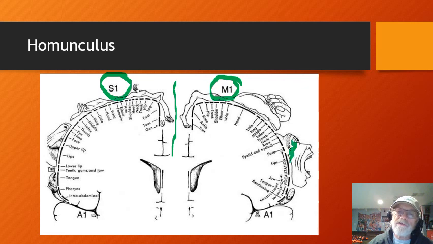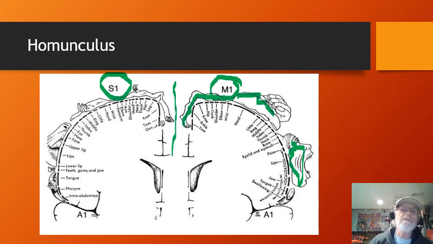Look at the face. The face is a very large area of representation. Why? Because I need a lot of fine-tuned control. Look at the hand, and then here's the back, the buttock region, the thigh, the calf, the foot. Who cares about them? They're small, and they don't need as much fine-tuned control, so the area in the homunculus is relatively small. And you'll see the same thing in the sensory homunculus, where areas that need more sensation are larger.